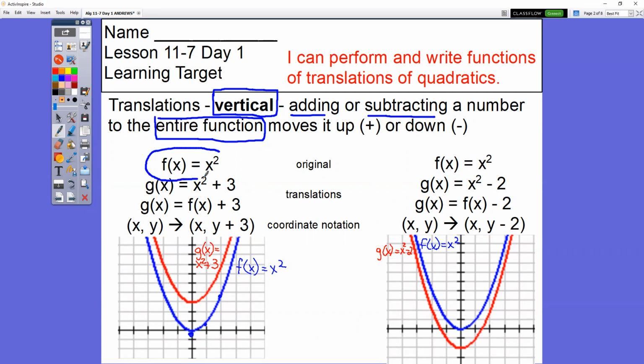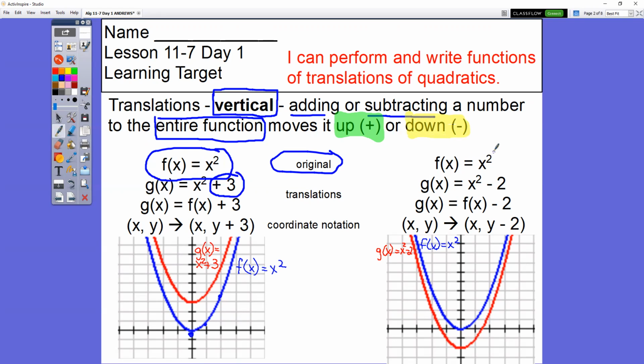So let's say that f of x equals x squared. That's our original picture, this blue graph. If we add 3 to the entire function and graph that again, the graph is going to slide up. So anytime that you add a number to the entire function, you slide it up that number of places. Anytime that you subtract a number from the entire function, it's going to go down.